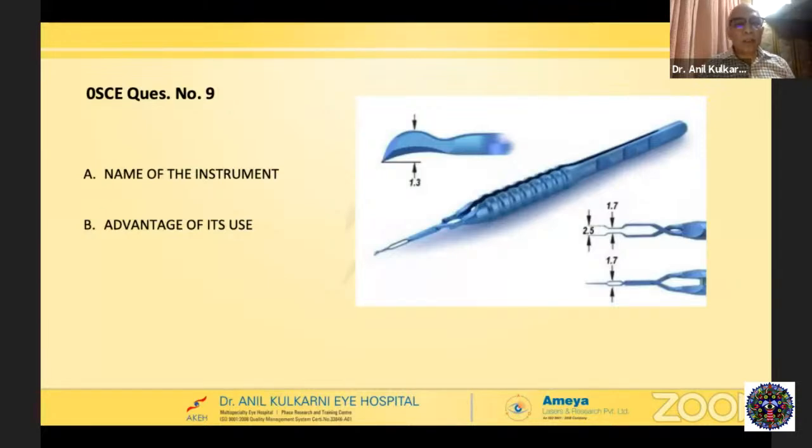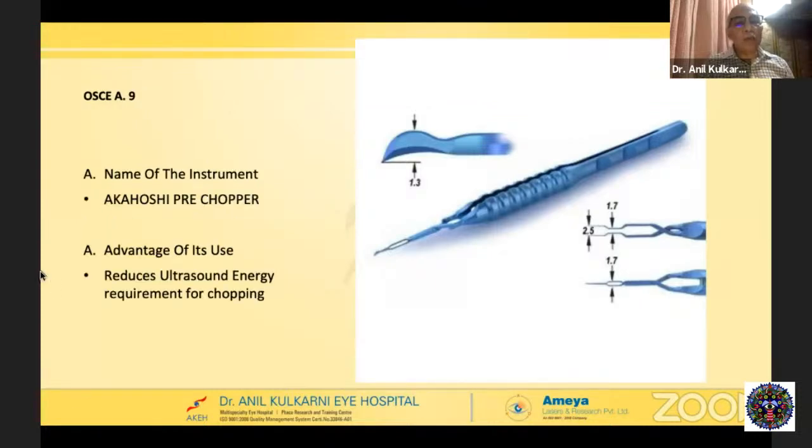Name of the instrument and advantage of its use. Name of the instrument is Akahoshi pre-chopper, sorry. Advantage of its use is that it reduces the ultrasound energy requirement for chopping the nucleus during phacoemulsification.